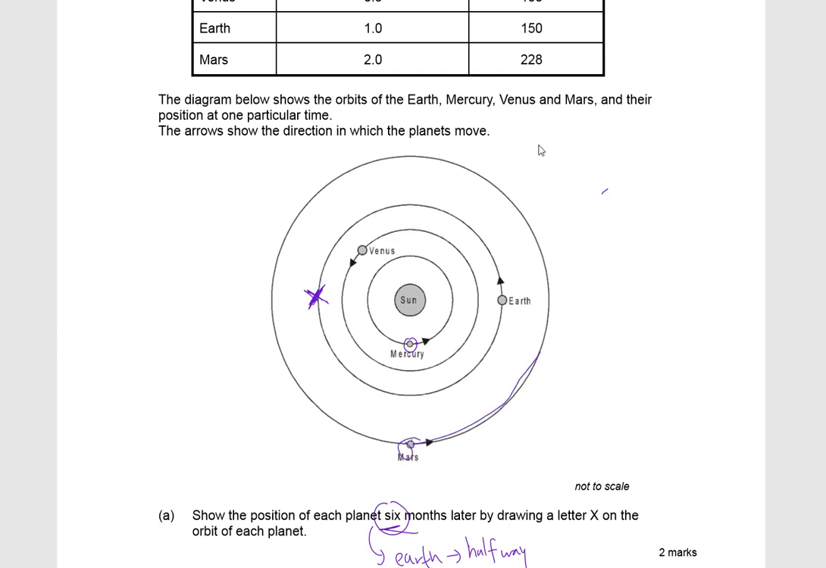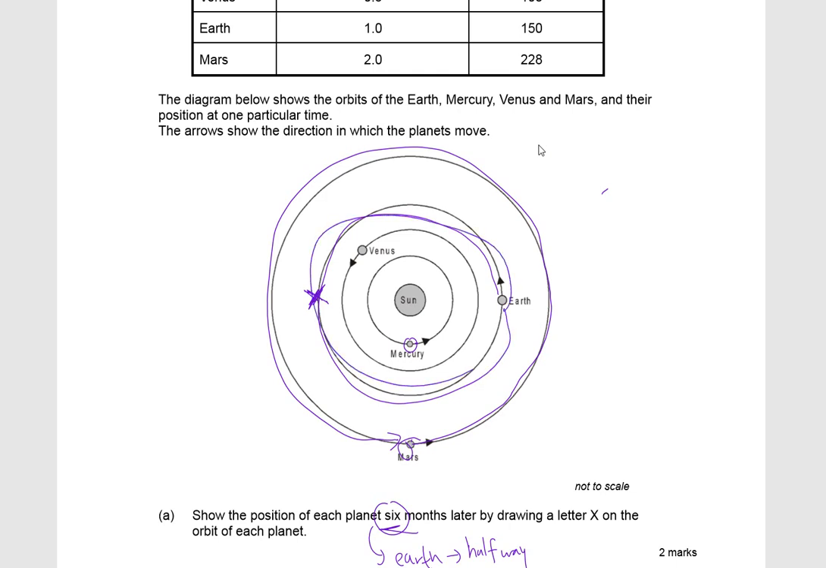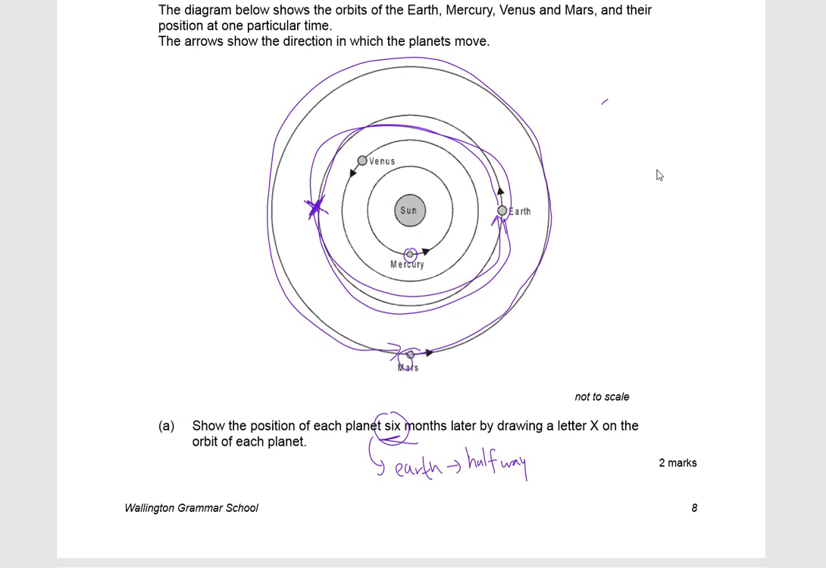When Mars does one complete journey here, Earth would have done 1 and 2. So therefore twice. Mars is pretty much, so Earth is twice that. Now we're looking for 6 months, which is what?